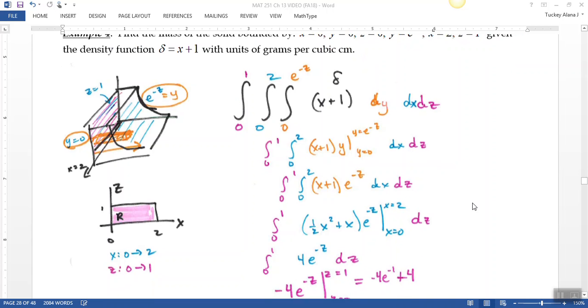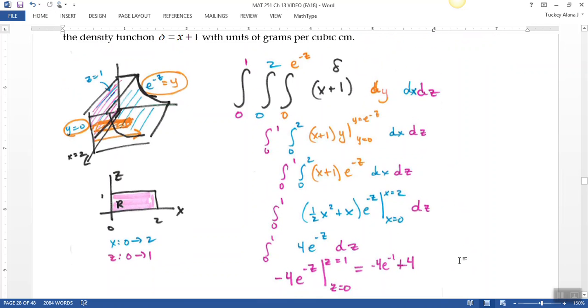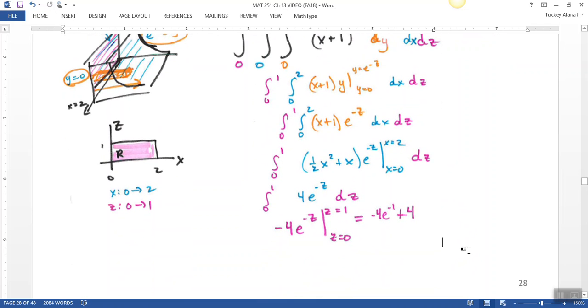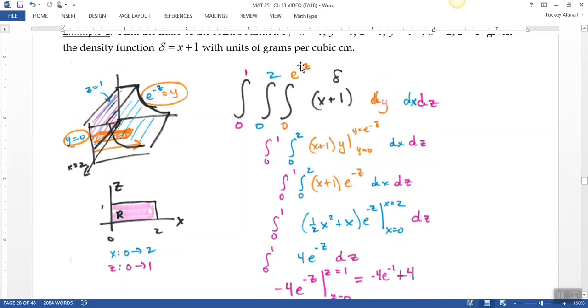Real quickly, I forgot to mention at the end of the last video that, of course, what you're finding here is mass. So you just found that the mass is equal to negative 4 e to the negative 1 plus 4 grams, because the density was grams per cubic centimeter.